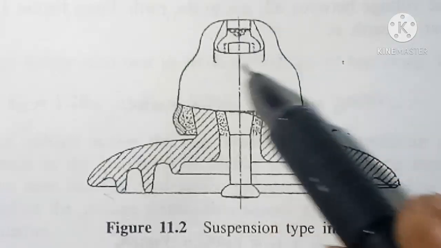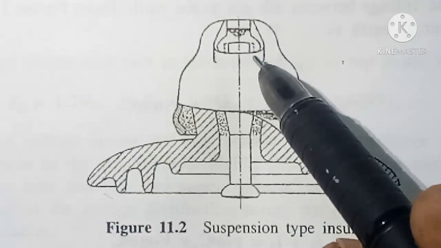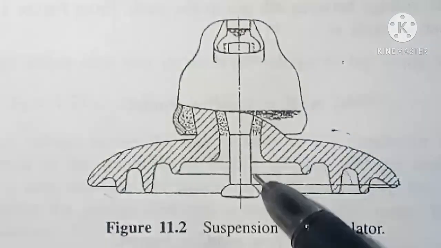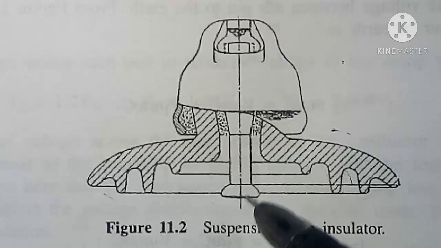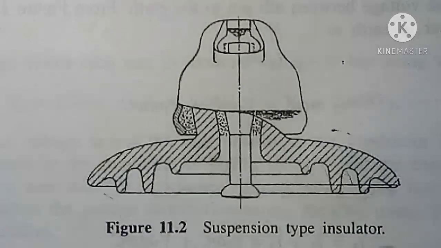The top insulator will be hung from the cross arm of the tower, and to the pin or the bolt of the lowest suspension type insulator, there will be a clamp to which the conductor is connected.